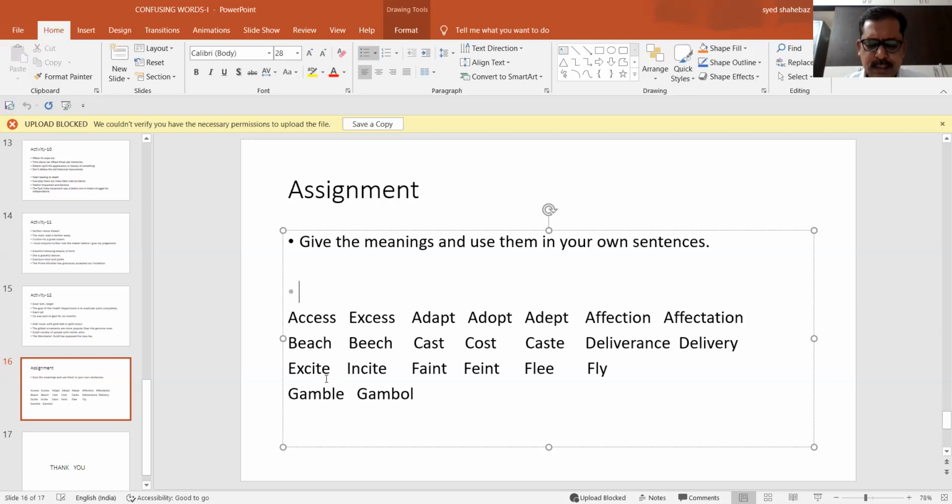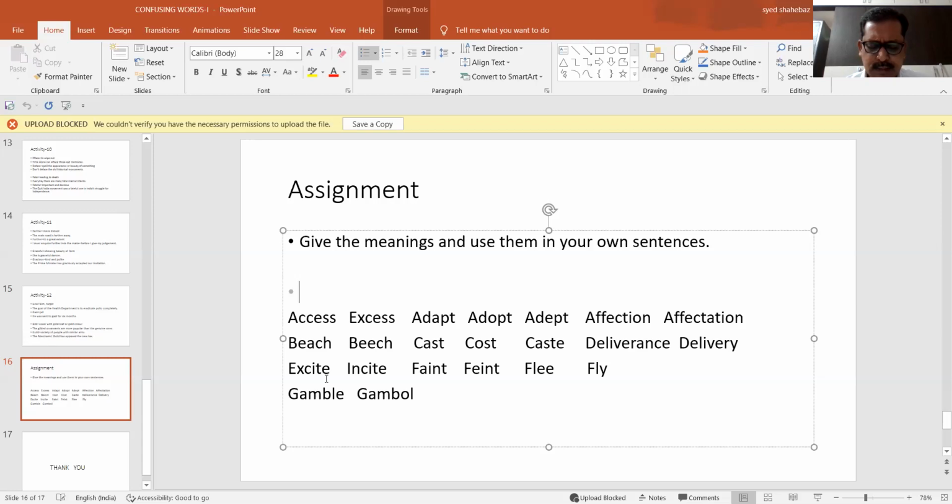Incite. INCITE. Incite means instigate. Next word, faint. FAINT. Faint means swoon, become unconscious, or dim. In terms of light, it is dim. SWOON. Swoon means become unconscious. Next, feint. FEINT. Feint means pretend, act.